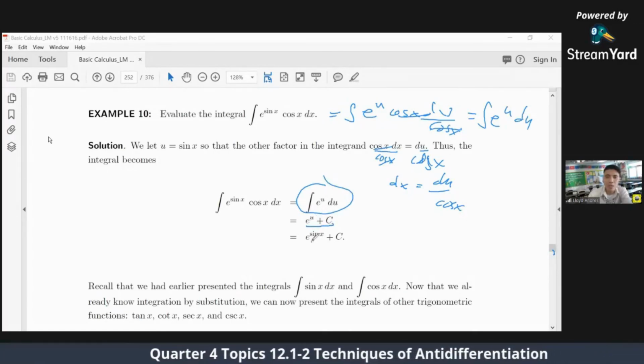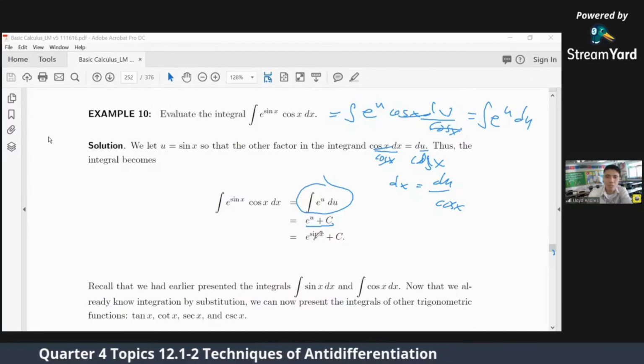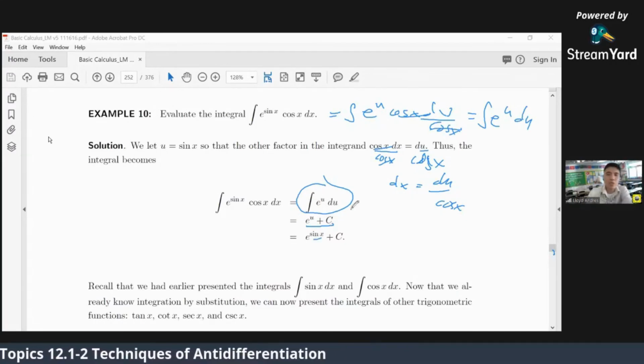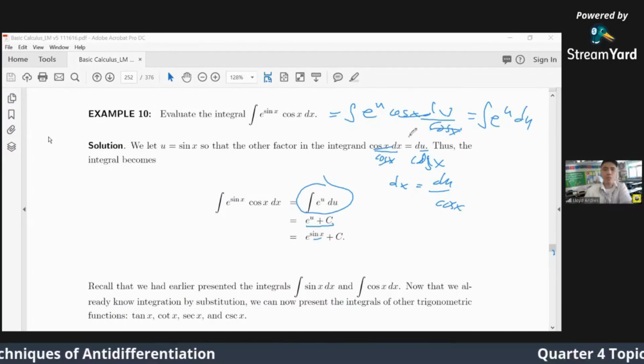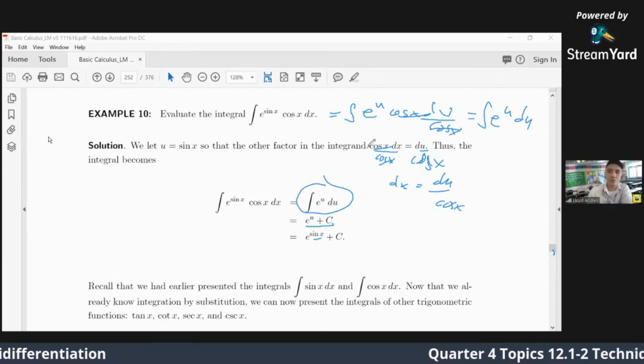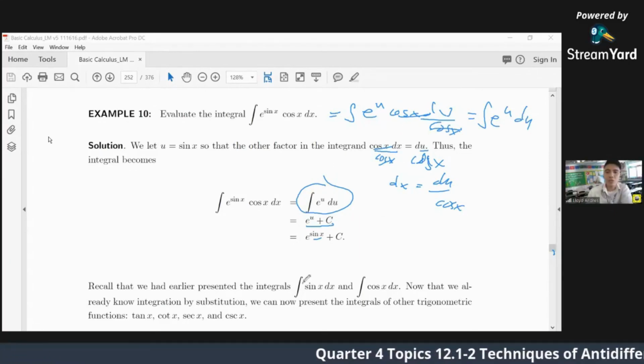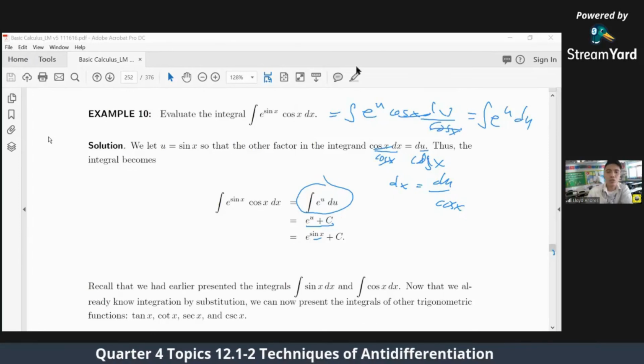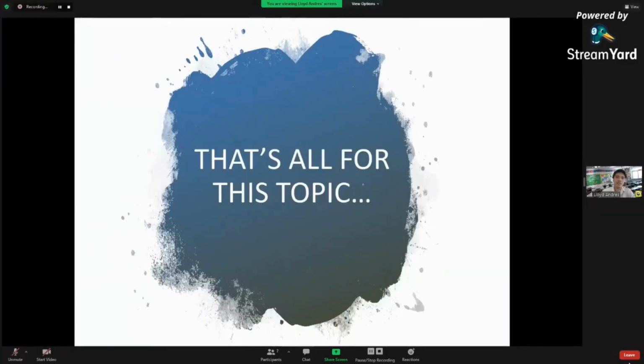Then, balik nimo si u as sin x. So, ana ra ang pag-integrate using substitution method. Thank you and see you next session.